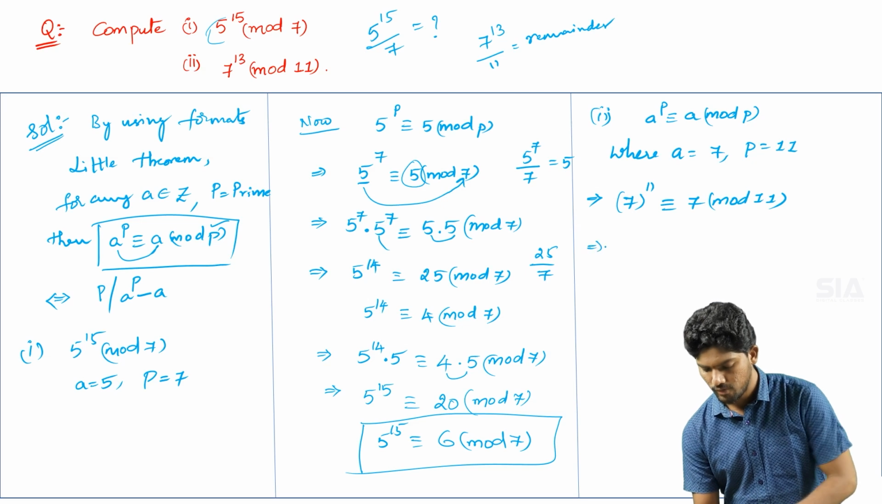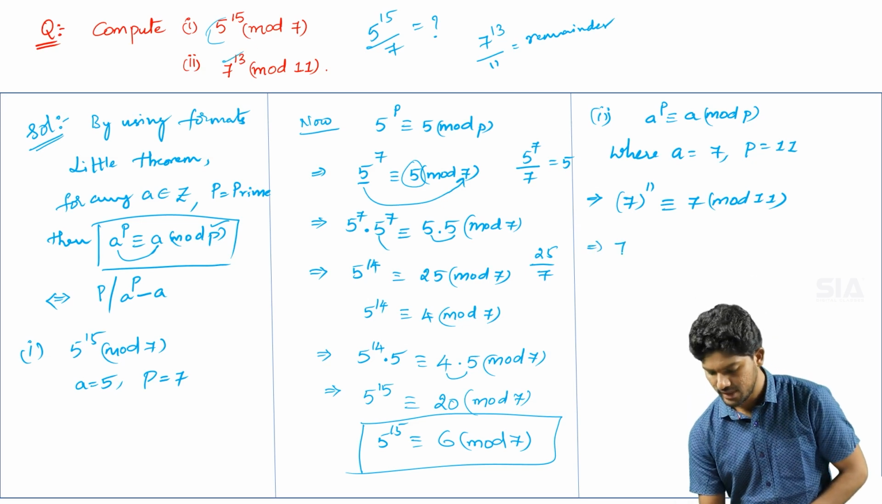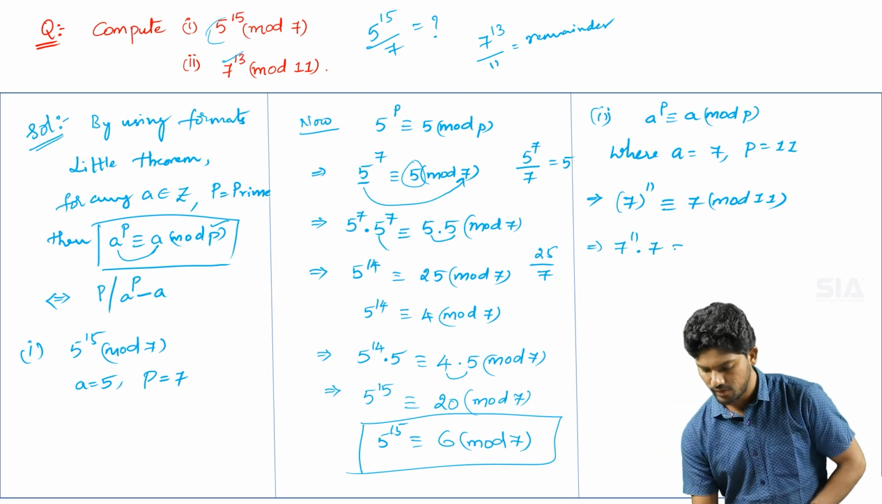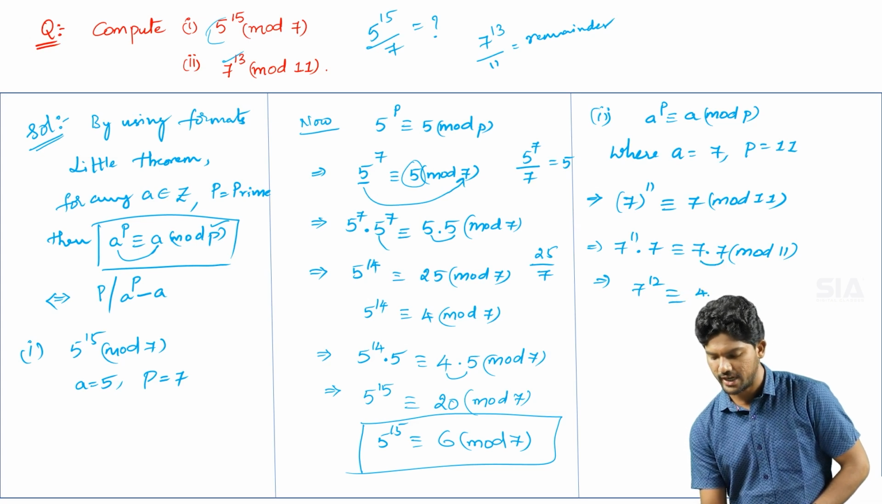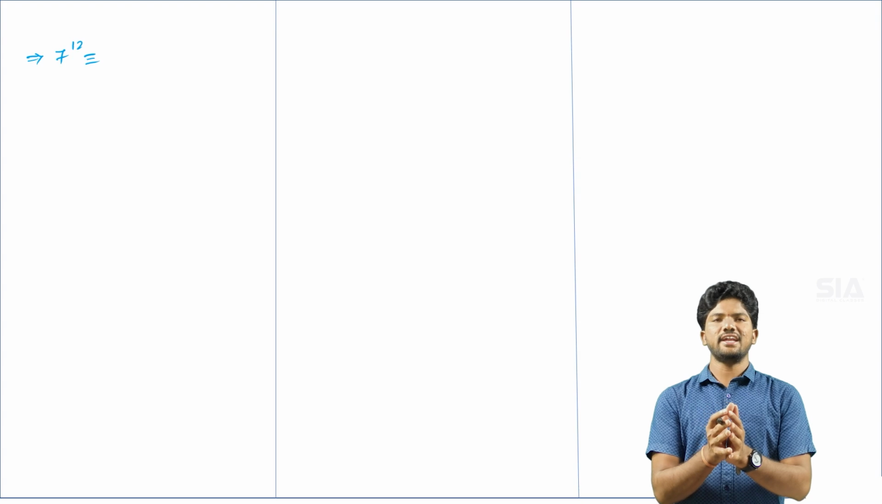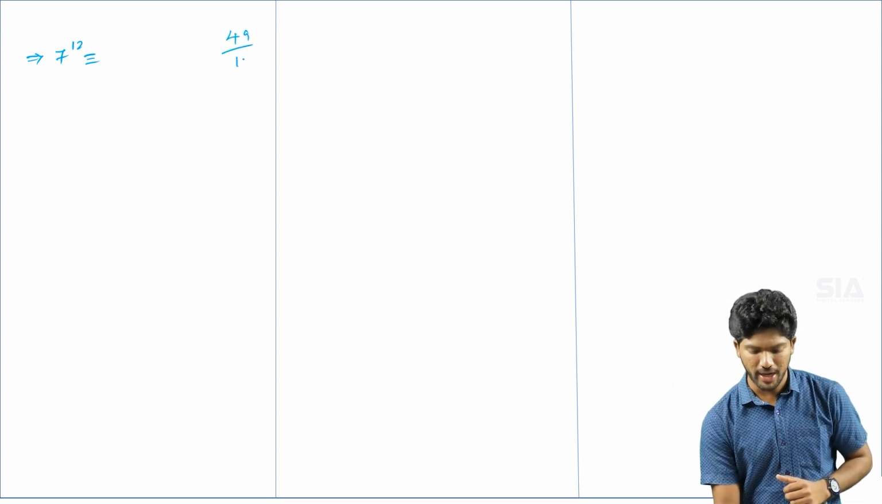So therefore we got up to 7^11. We need to find out 7^13. So therefore multiply 7 on both sides: 7^11 times 7 is congruent to 7 times 7 modulo 11. So in the LHS 7^12, and 7 into 7 is 49, 49 mod 11. That implies 7^12 is congruent to 49, which is far greater than 11. So divide 49 by the prime number 11.